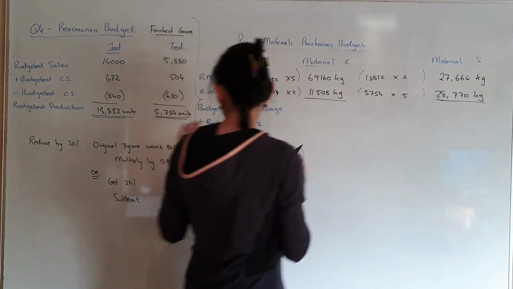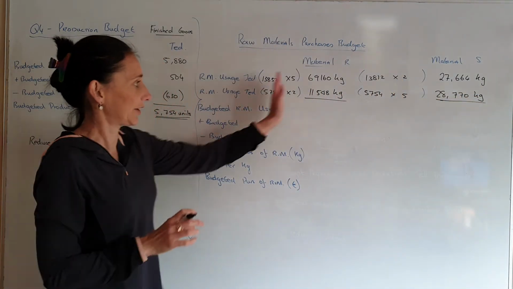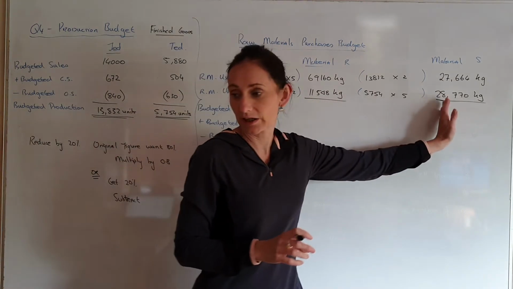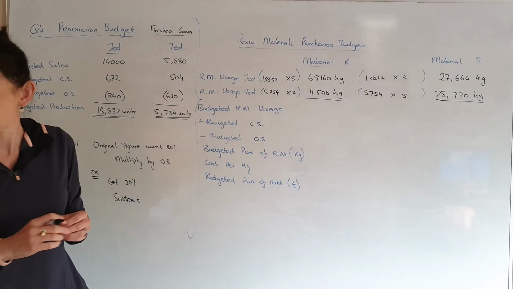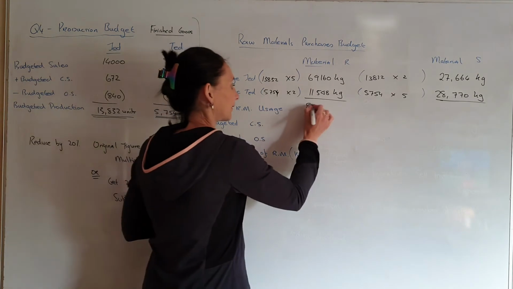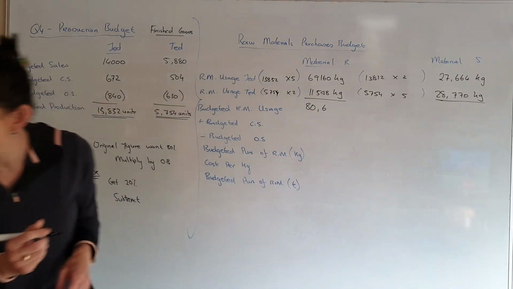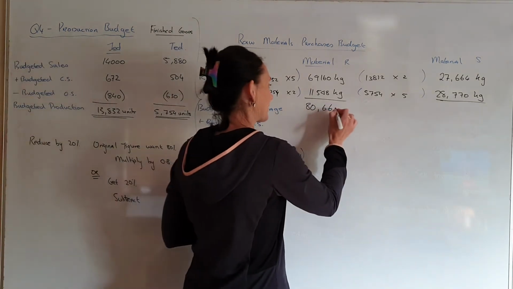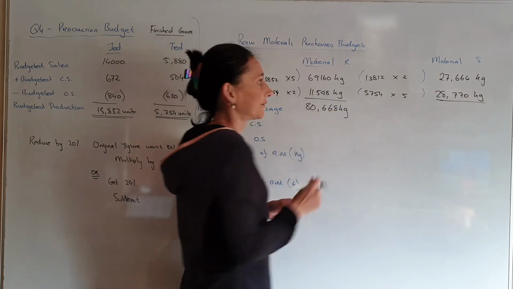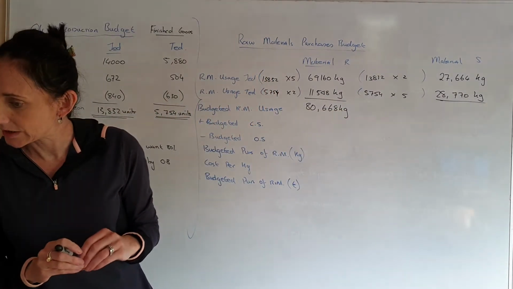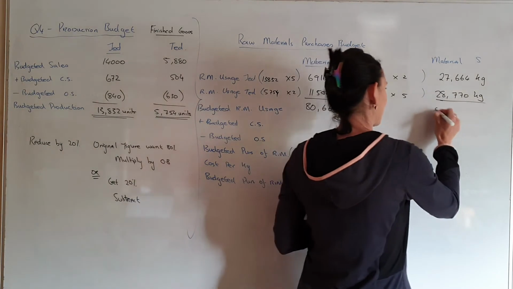So to make this amount, these are the kilograms that you need of ore, and these are the kilograms that you need of S. So that's 80,668 kilograms. And for material S, you need 56,434 kilograms.